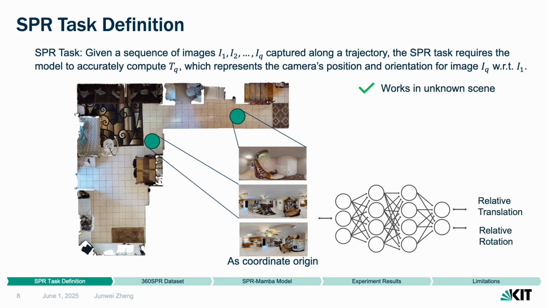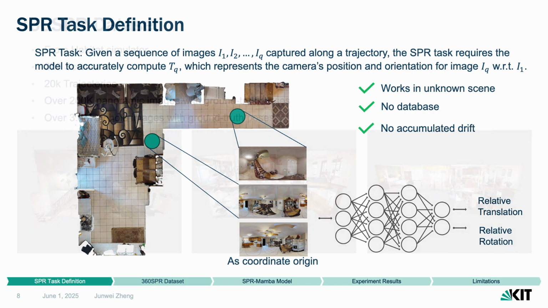SPR can work in an unknown scene since it learns the relative features instead of the scene-specific features. It doesn't require a large database because it takes the image of the unknown environment as the origin image. Compared with VO, SPR doesn't have accumulated drift since it doesn't use the intermediate predicted results to calculate the desired pose.